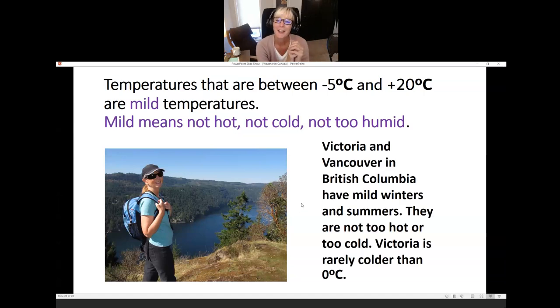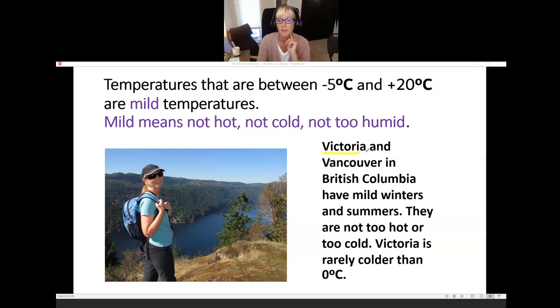Victoria and Vancouver in British Columbia have mild winters and summers. They are not too cold. They are not too hot. Victoria is rarely colder than 0 degrees Celsius, even in the winter. Let's read again.